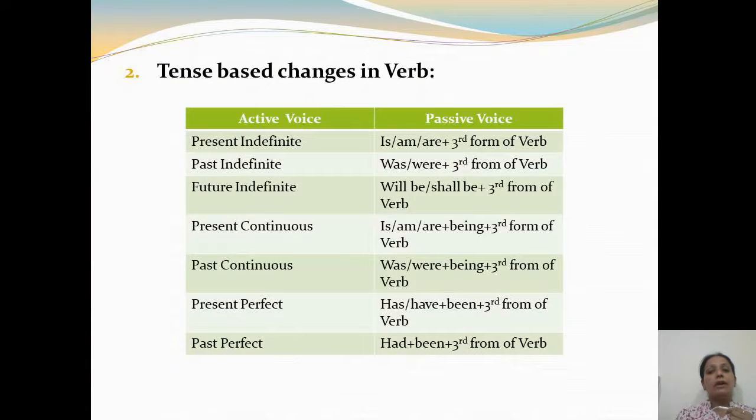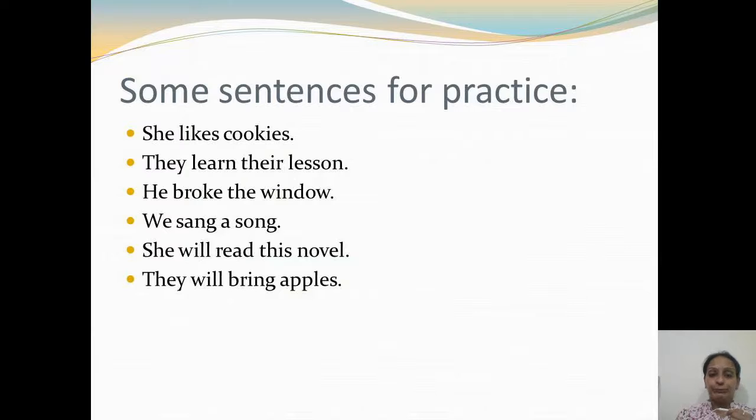Similarly, in the case of past indefinite tense, where we use the second form of verb in active voice, it will be changed into passive with the help of the past form of be, that is was or were, followed by the third form of verb, not second. For example, look at the third sentence. He broke the window. This is a sentence of active voice. When it changes into passive, it will look like the window was broken by him.